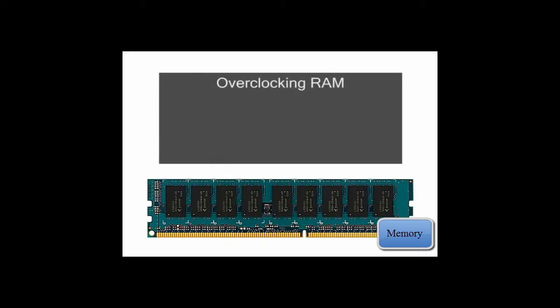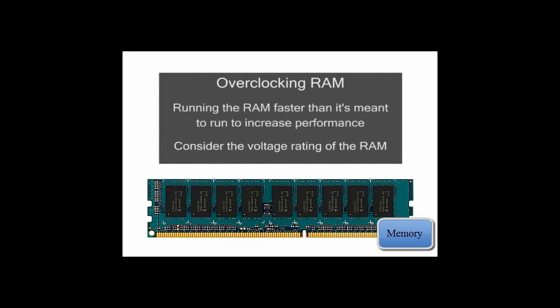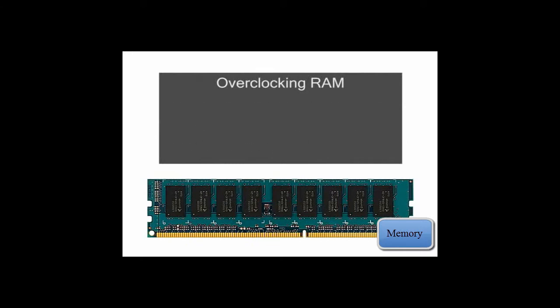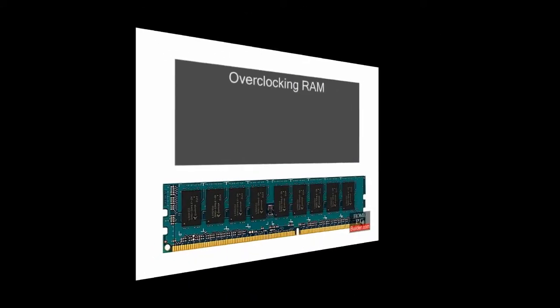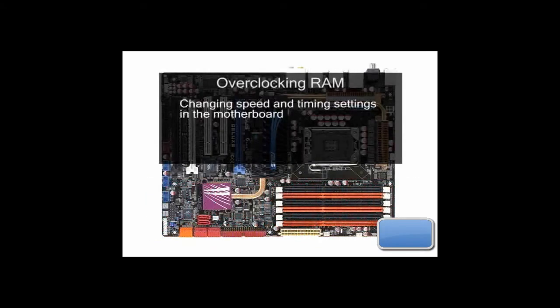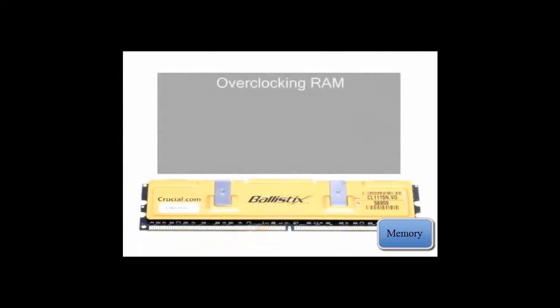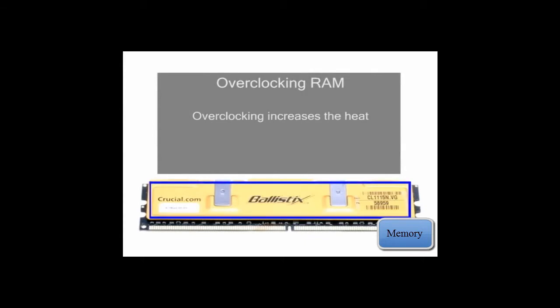If you're planning to try overclocking the RAM, you might also look at the voltage rating of the RAM. Overclocking means running the RAM faster than it's meant to be run to get more performance. To overclock the RAM, you'll be increasing its speed using settings in the motherboard's BIOS, and upping the voltage of the RAM to keep the system stable and working. Keep in mind that overclocking the RAM will increase heat, so look for RAM with built-on heat sinks, also called heat spreaders, if you plan to overclock the RAM.